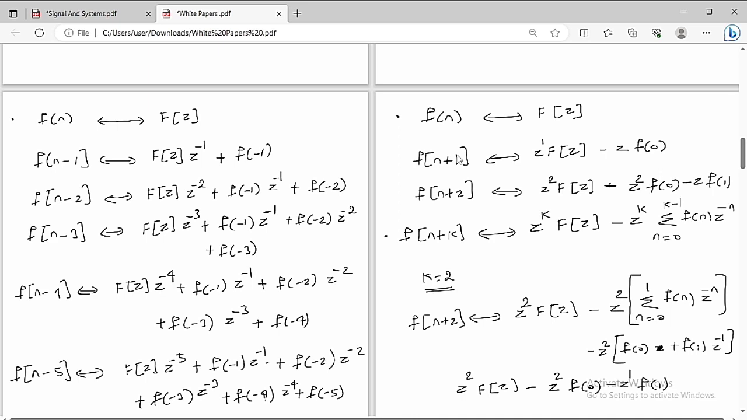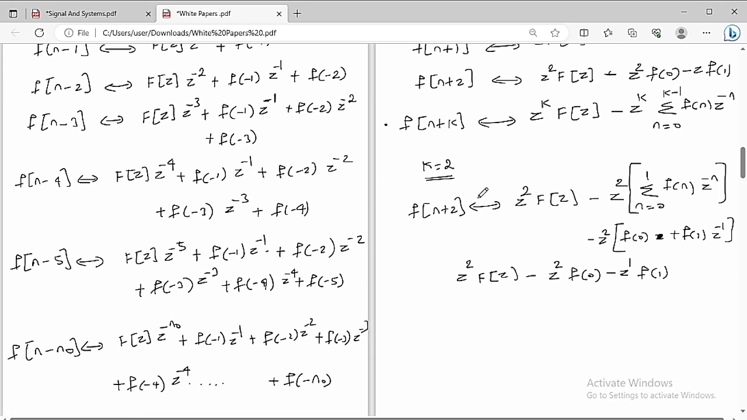Let's go for what happens if we substitute k is equal to 1. So we'll check this k is equal to 1 also, and you will see whether whatever we are going to get is true or not. Let us check k is equal to 1. If you substitute k is equal to 1, f of n plus 1.